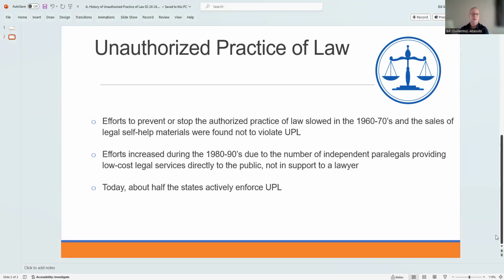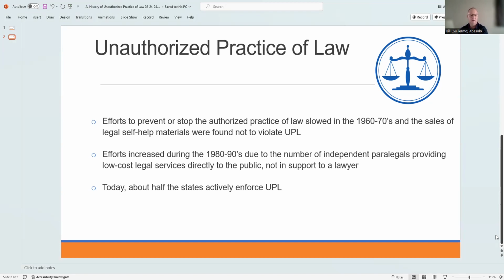Now, efforts to prevent or stop the unauthorized practice of law, which were strong during the Depression and the years after, slowed in the 60s and 70s. And in addition, at that very same time, the sale of legal self-help materials were found by many courts not to violate UPL.